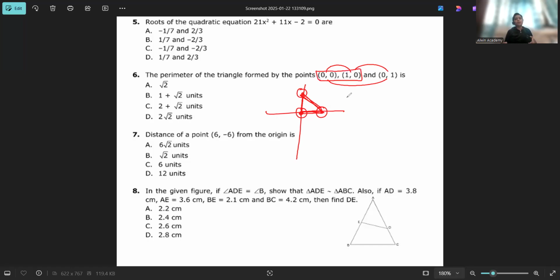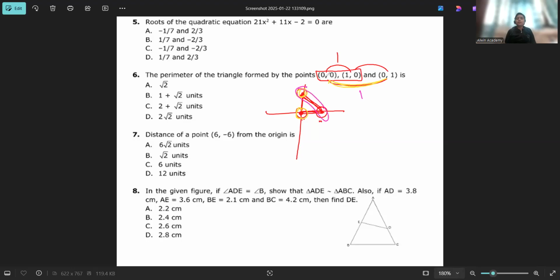I use distance formula here, or you can simply see this is 0 comma 0, this is 1 comma 0, so the distance would be 1 unit only. You can even use distance formula and check this. Now when I go over to the next part, let's calculate 0 comma 1 and 0 comma 0. I can see that these points are just 1 unit apart, so the answer is again 1. You can use distance formula.